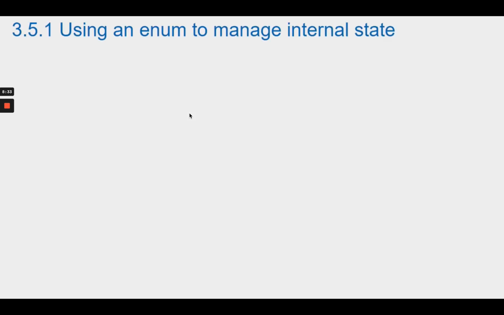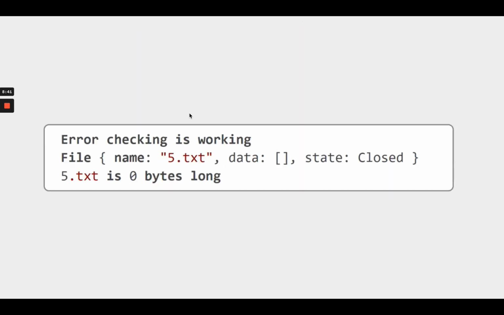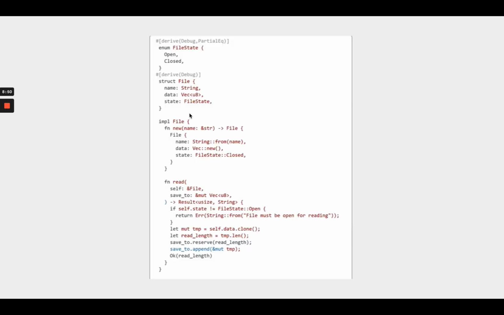For example, Section 3.5.1, using an enum to manage internal state. Now that you've seen how to define and use an enum, how is this useful when applied to modeling files? We can expand our file type and allow it to change as it's opened and closed.